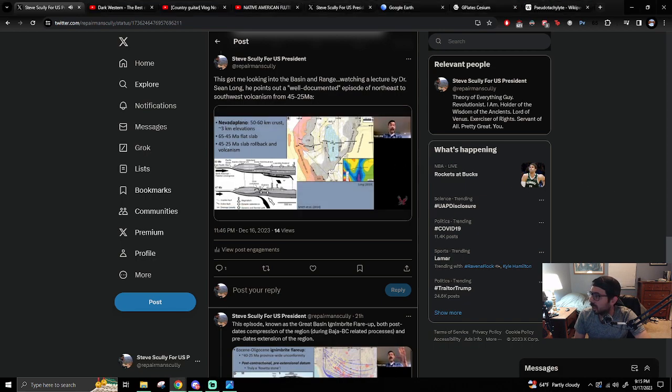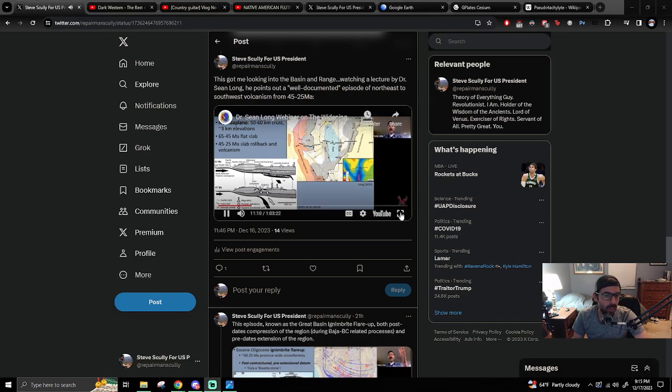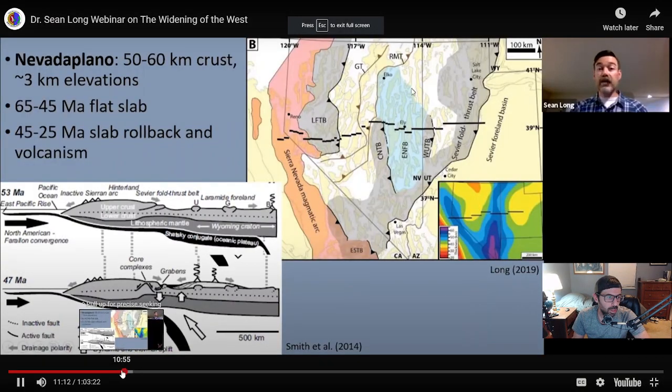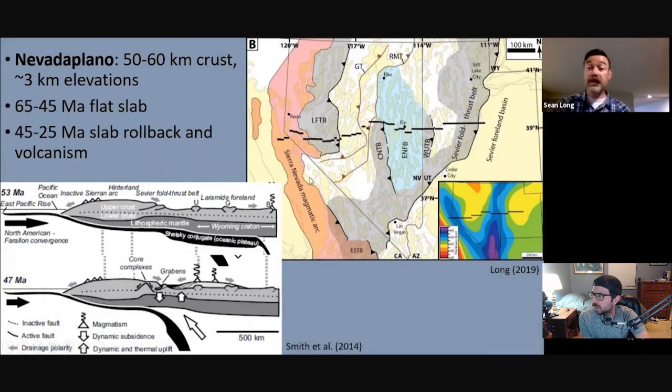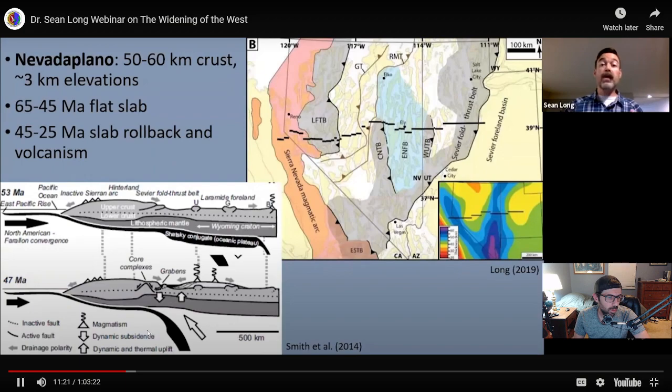Important event in the Great Basin between about 45 and 25 million years ago, kind of smack dab in the middle of the Cenozoic. We had a really well documented northeast, starting kind of up here by Elko, to southwest sweep of explosive silicic volcanism. We call this event the Great Basin Ignimbrite flare-up.